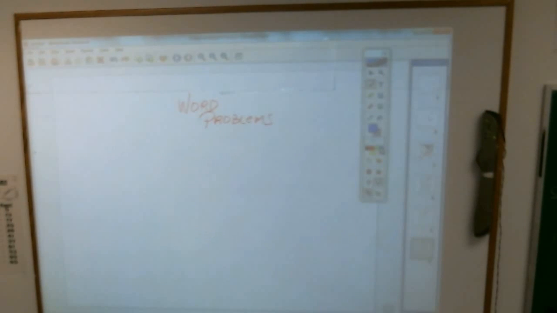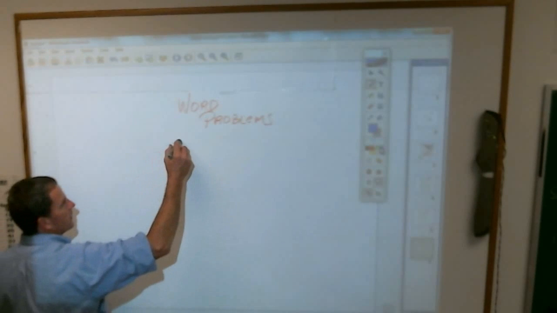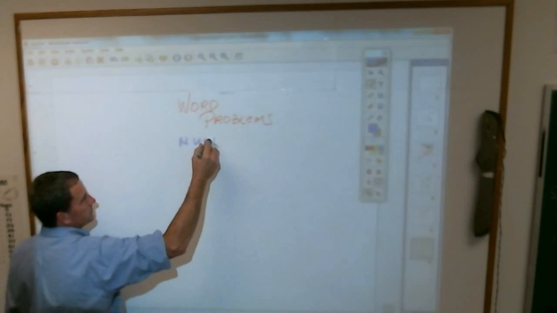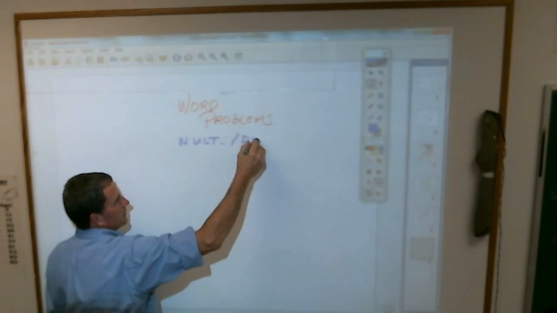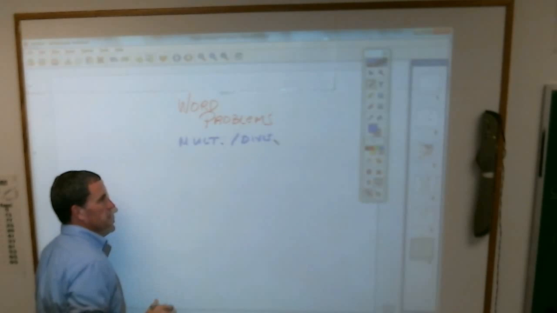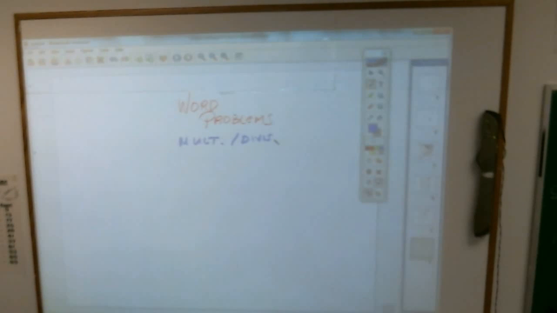Let me just give you the little thing here. Multiplication, slash division. We actually did this last year. I think I remember talking about it. And here's what a multiplication problem usually looks like.